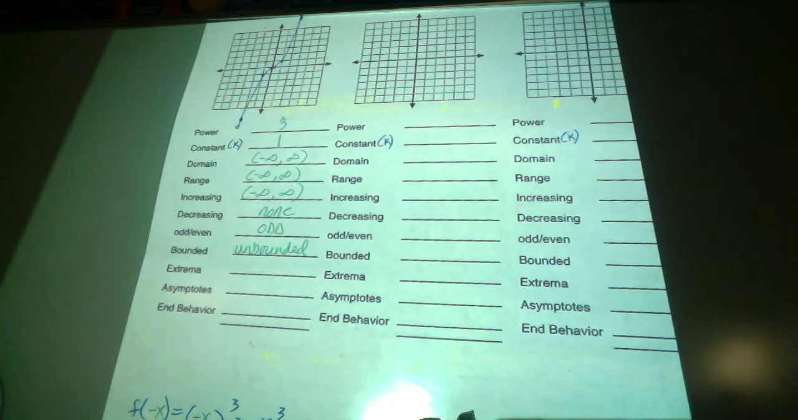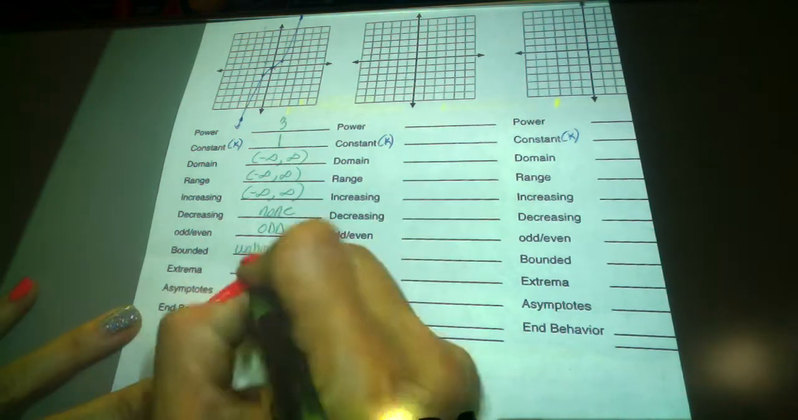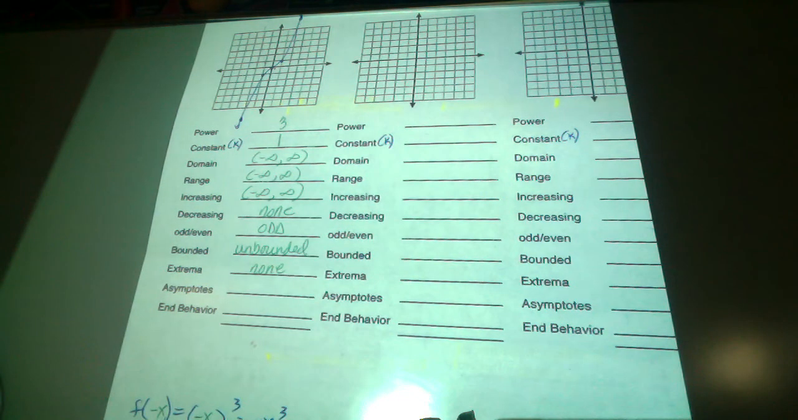Extrema, that would be relative max or mins, or overall max or mins. Was there any of that here? No. So none. You'll want to leave it blank.